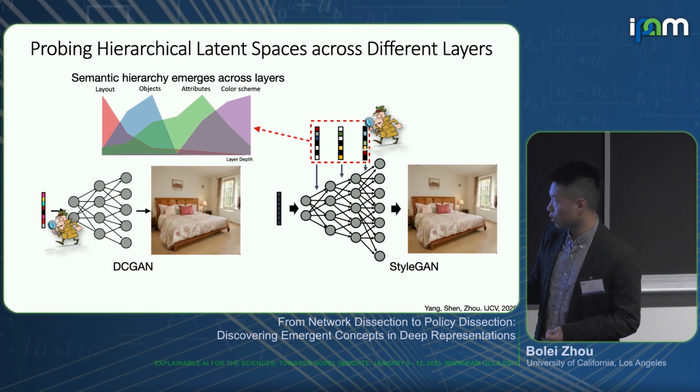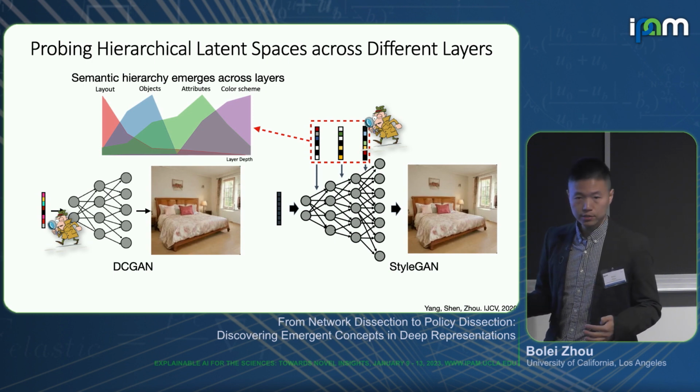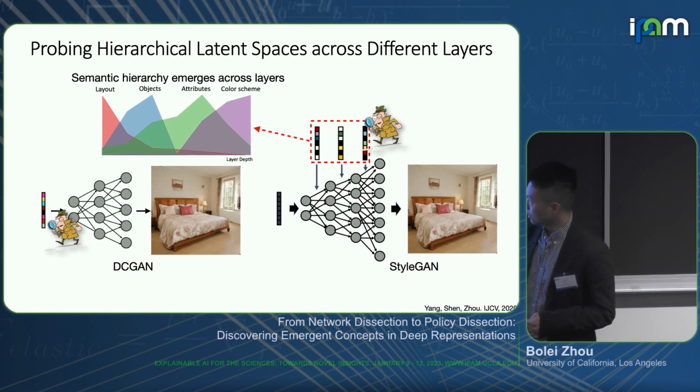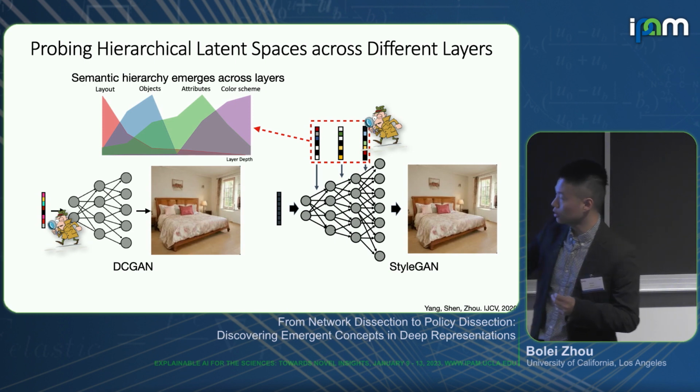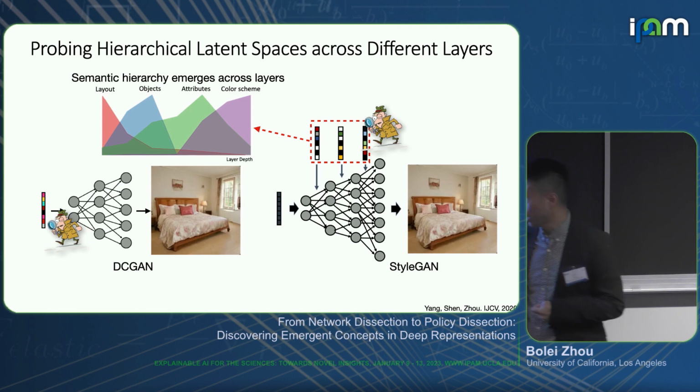Here we have this diagram. The horizontal axis is the layer depth; deeper is closer to the output image. The vertical axis is the importance of that layer's contribution to some concepts. You can see the early layers actually control the layout structure of the scenes, and the middle layers control the objects and attributes. So it shows that different layers have different specialties in controlling the generation process.